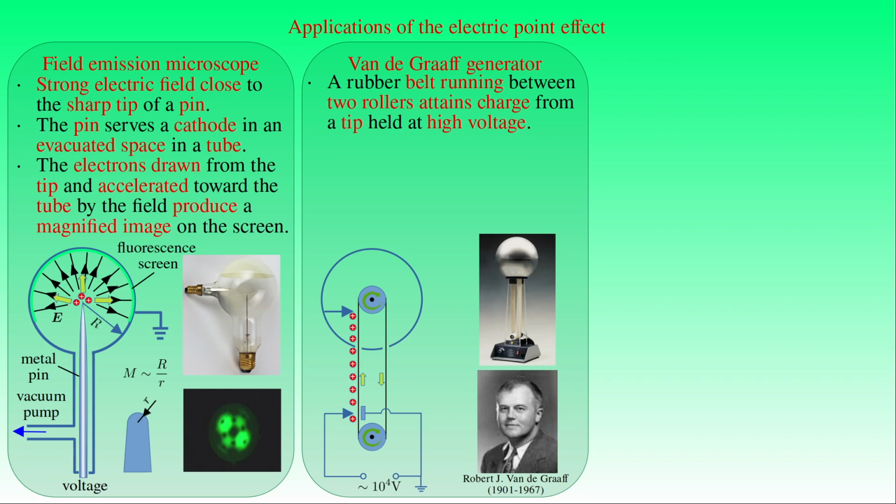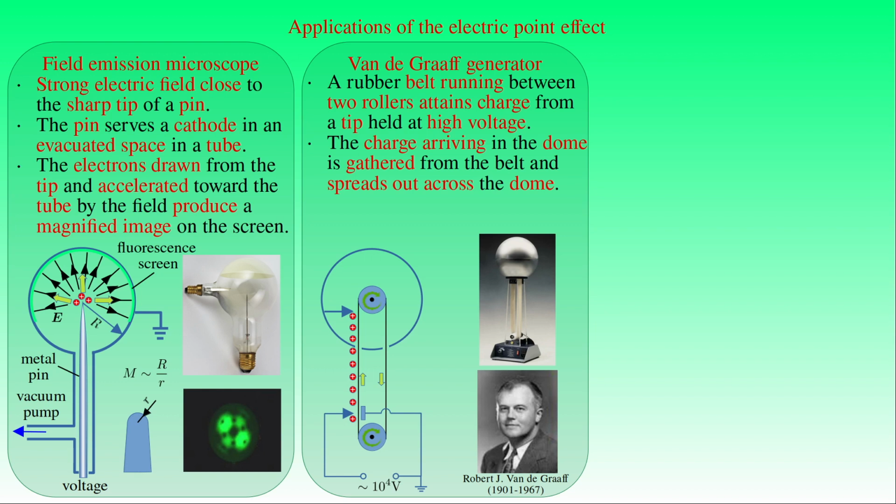Inside the dome, another tip or a comb with many tips attached to the metal sphere gathers the charge from the belt due to the point effect, and the assembled charge will spread out across the whole spherical shell. Since the belt continuously carries charge from the voltage source to the dome, such an amount of charge can be accumulated on the spherical shell, which is only limited by the insulation of the device, the size of the dome and the distance of the dome from other objects.